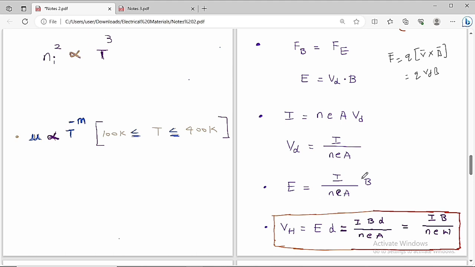But you know what the electric field formula is. Electric field is equal to voltage by distance, so voltage is equal to electric field into distance. What is the voltage here? The Hall voltage. So Hall voltage is equal to electric field into distance D. The E value, let's substitute: I into B by N into E into A, into D.